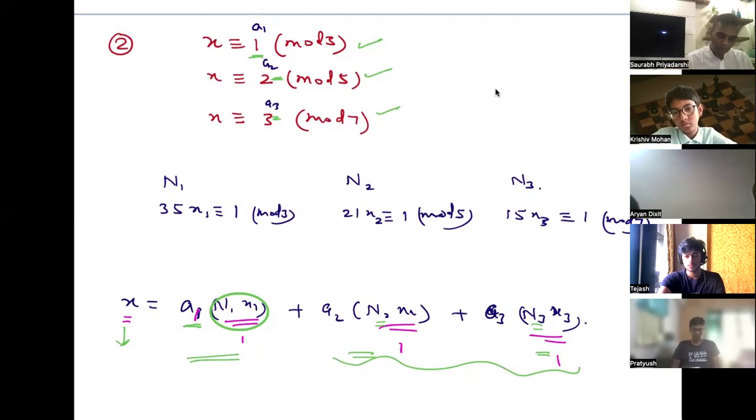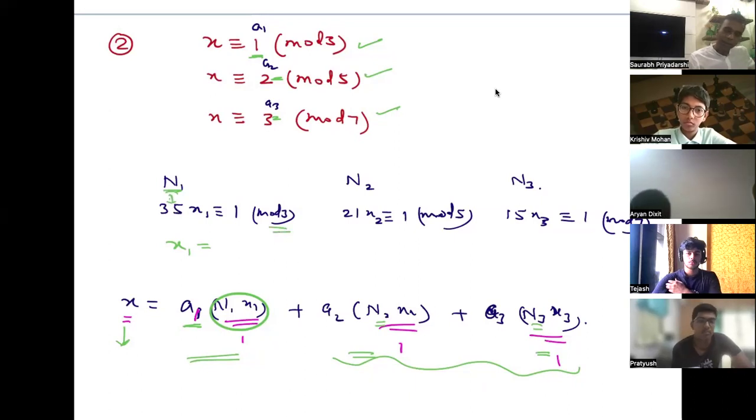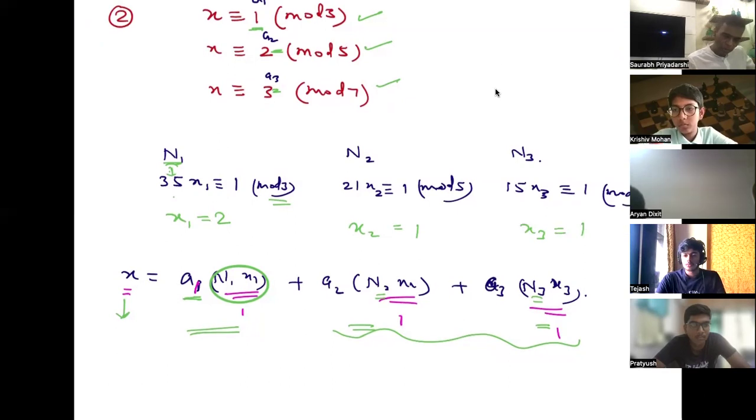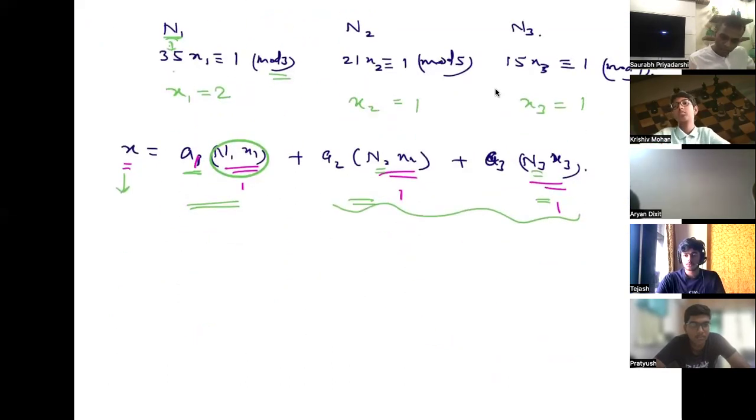The role of x1 is that we have to find this x1. What is x1 in this case? N1 is 35. What is this x1 when dividing by 3? I'm multiplying both sides by 2, so I'm getting 70 x1 is equal to 2 mod 3. So 69 is divisible, so x1 is equal to 2. From this is x2, dividing by 5. Directly I'm getting x2 as 1. And from this x3 is nothing but 1. Directly, now I have to put this in the formula.